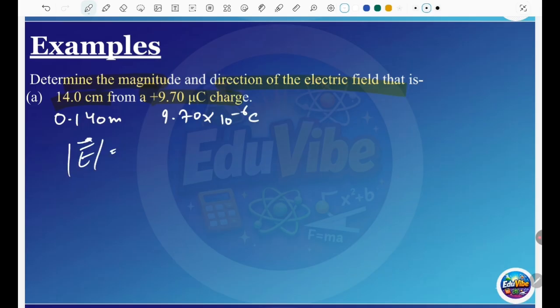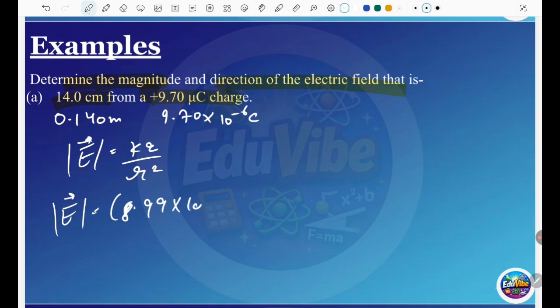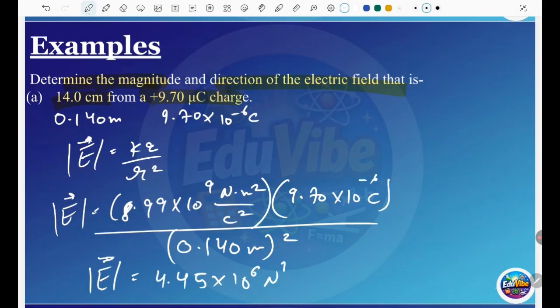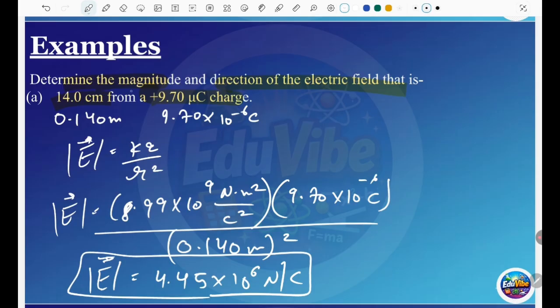When we put this in, E = kq/r², where k is 8.99 × 10^9 newton meter squared per coulomb squared, q is 9.70 × 10^-6 coulombs, divided by 0.140 meters squared. When we calculate this, we get about 4.45 × 10^6 newtons per coulomb. Now they mention we want the magnitude and the direction. We found the magnitude, which is this, and we have to find the direction too.